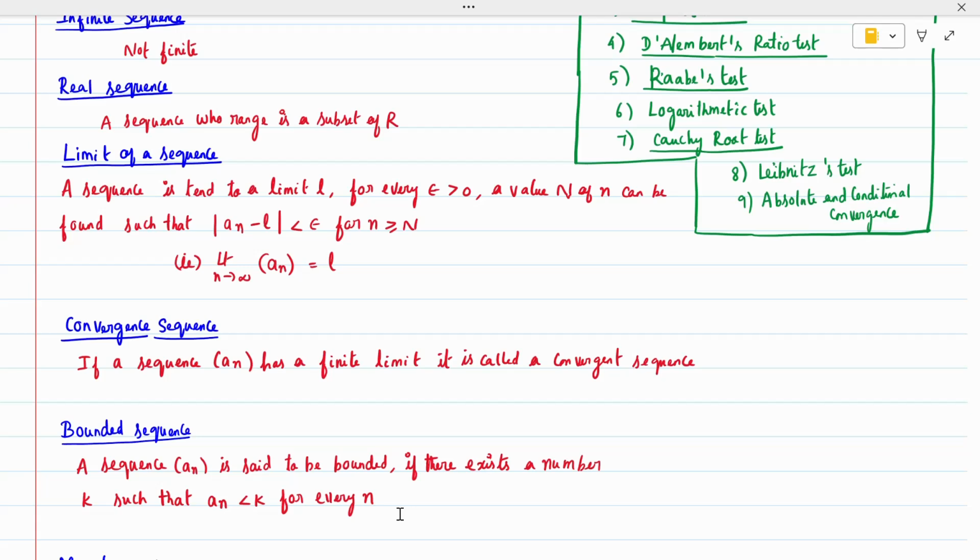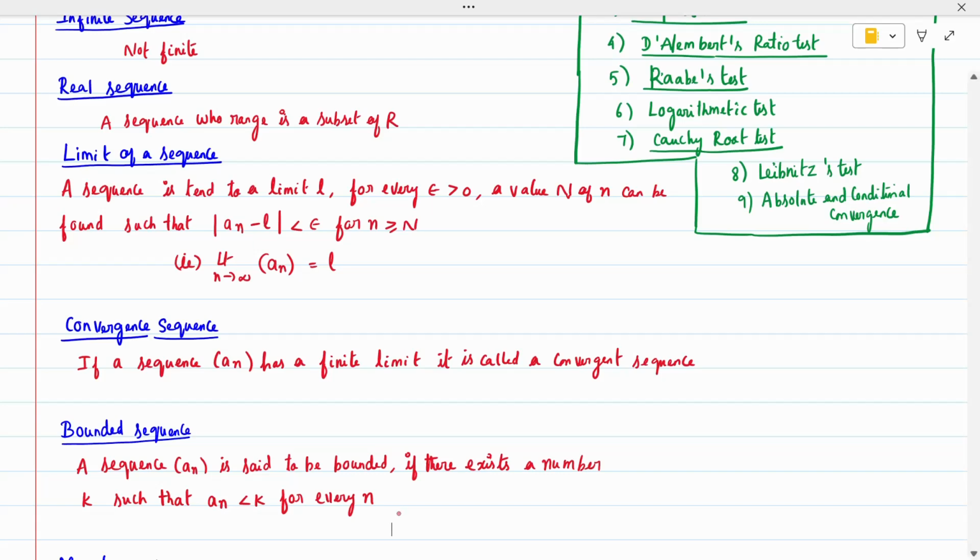For example, see here the convergent sequence. If the limit L of the sequence an is a finite number, any finite number like 2 or 3, it is called a convergent sequence. When you have an infinite answer, it is a divergent sequence. The next type is the bounded sequence. A sequence an is said to be bounded if there exists a number k such that |an| is less than k for every n.